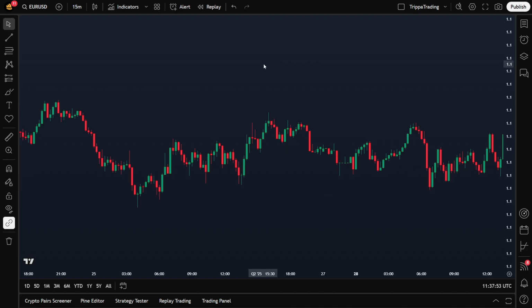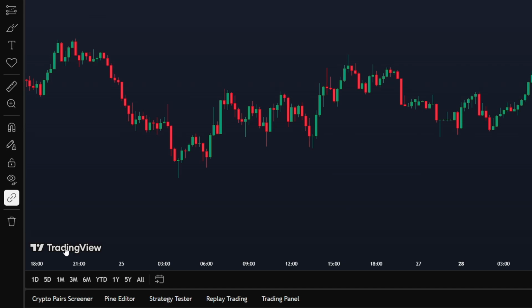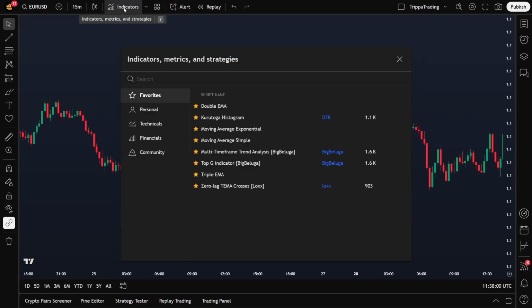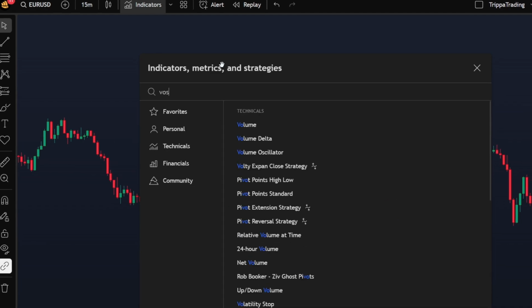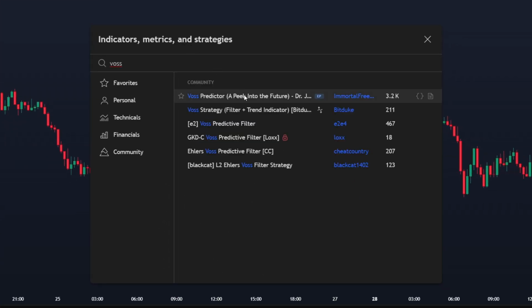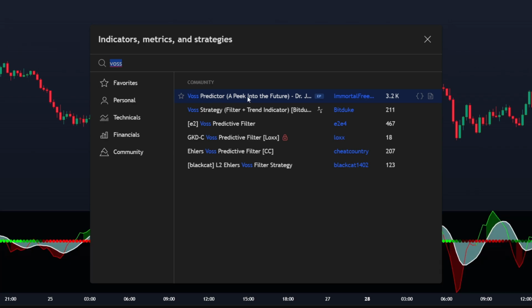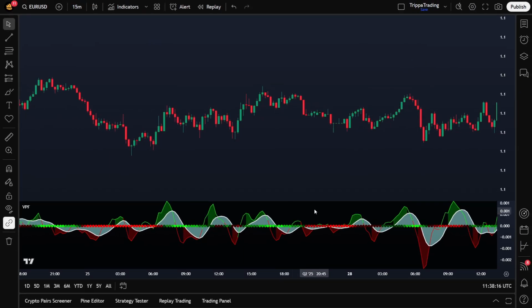I'm in TradingView, and I will be using it to explain the strategy. So first, let's search for the indicator. Head over to Indicators. Here, type in VOSS Predictor. The one we want is called VOSS Predictor, a peek into the future. It's an editor's pick on TradingView. It's made by Immortal Freedom.